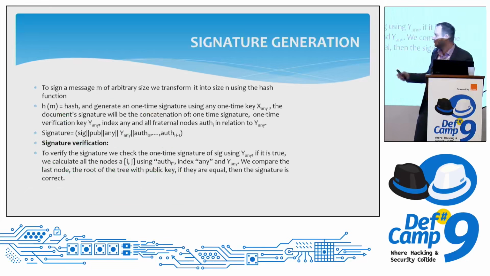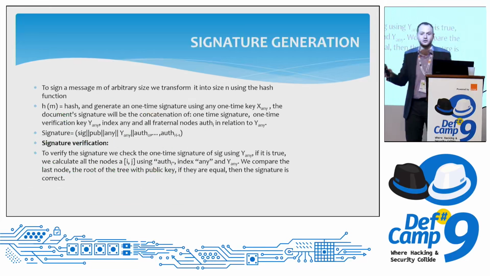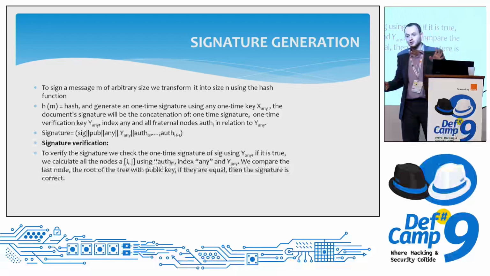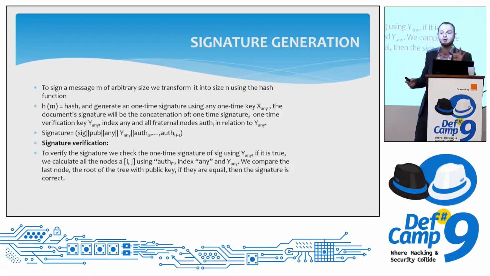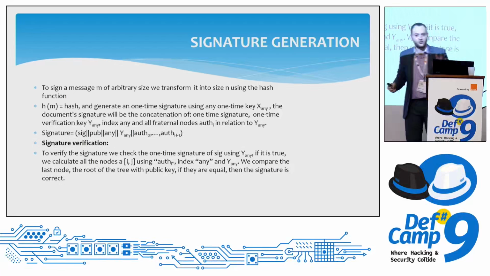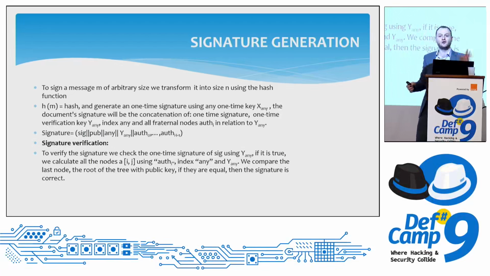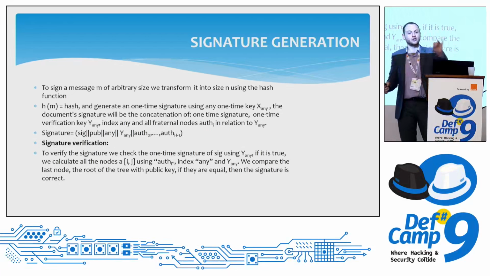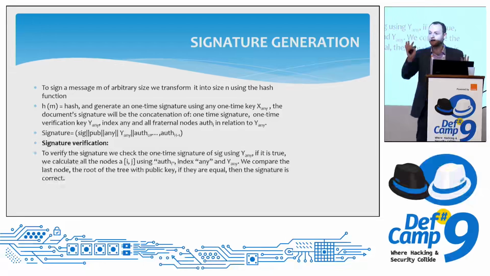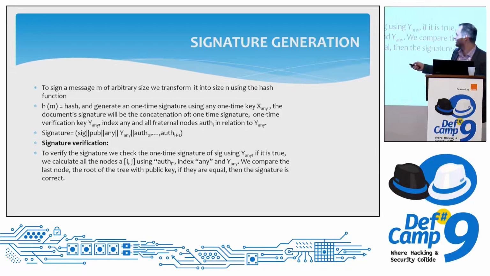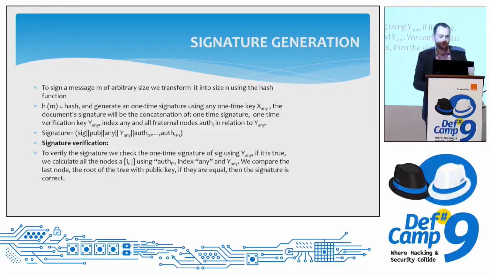And what is my signature? My signature is the one-time signature. It also contains all the AOSes. It contains the Y verification key from where I began, and the index of this verification key. Here it is. Signature: pub, one-time signature, public key, this index, Y, and all the AOSes.